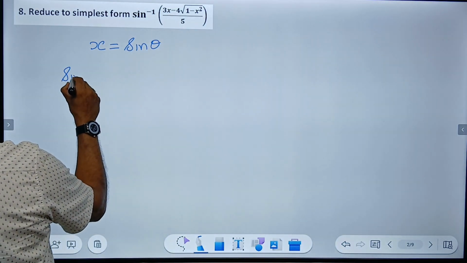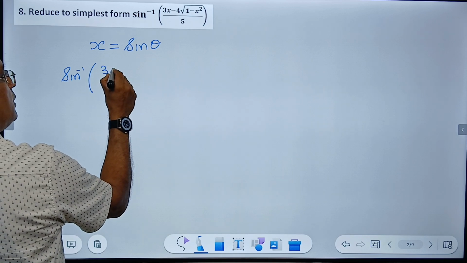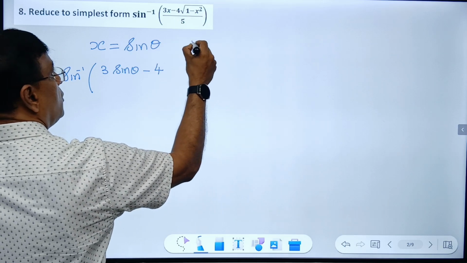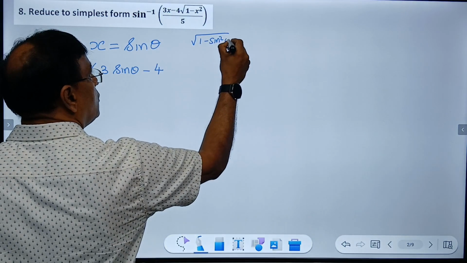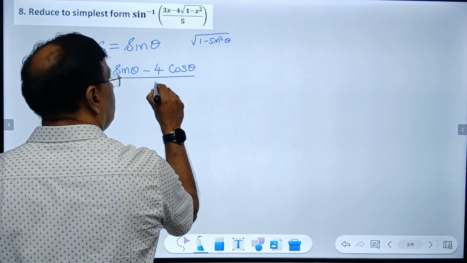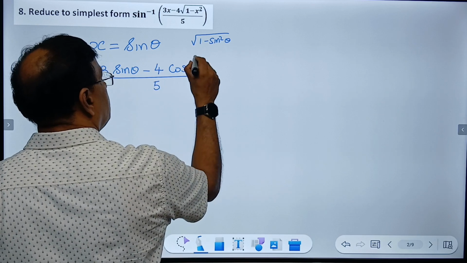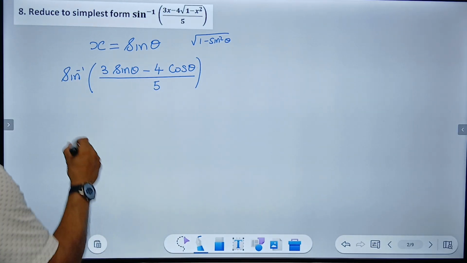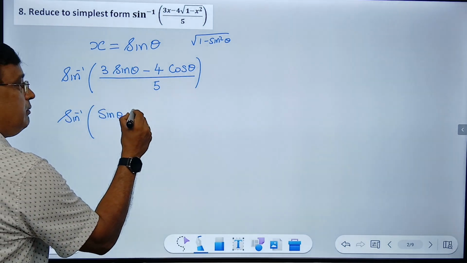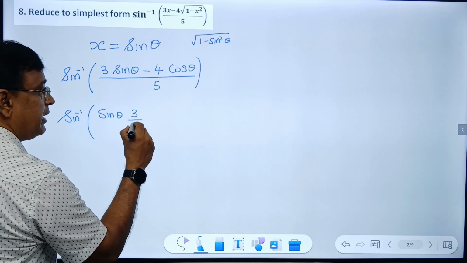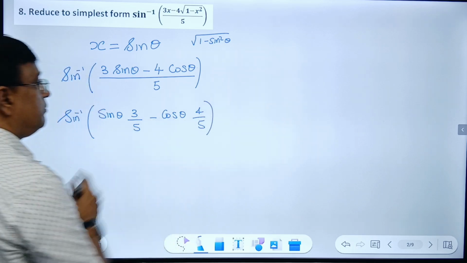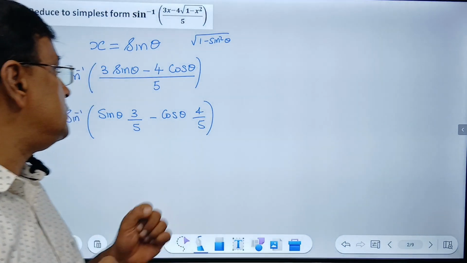So this will become sine inverse of (3 sine theta minus 4 root of 1 minus x square) by 5. Root of 1 minus sine square theta will become root of cos square theta. So effectively this is cos theta, divided by 5. I hope this part is clear. So this is sine inverse of, I will make this sine theta, and I will write 3 by 5. I am just splitting the term, dividing it: sine theta into 3 by 5, minus cos theta into 4 by 5.